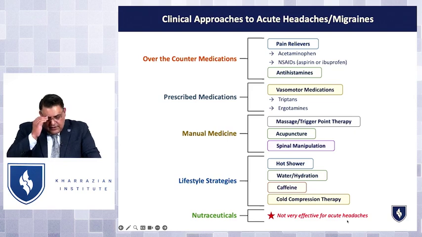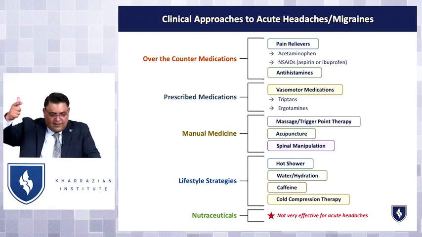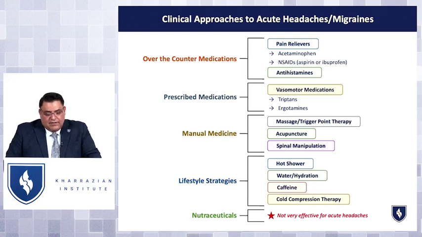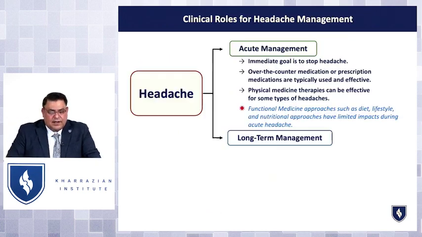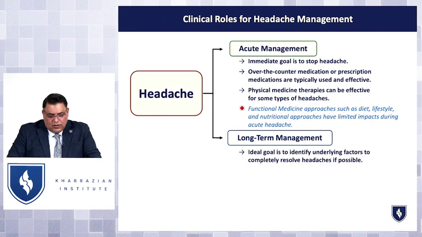They're just not. The conventional approach for tension-type headaches is take acetaminophen, drink some coffee, and take a hot shower. That will help most people in the acute phase of tension-type headaches. But if they have tension-type headaches like four days of the week, then you've got to figure out what's going on. That's where functional medicine shines. So functional medicine will be really important for long-term management.